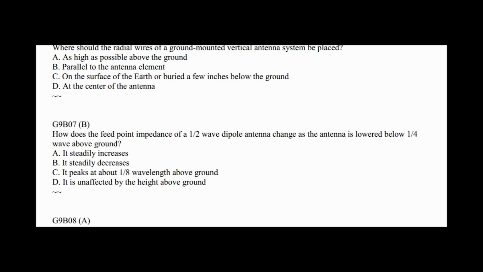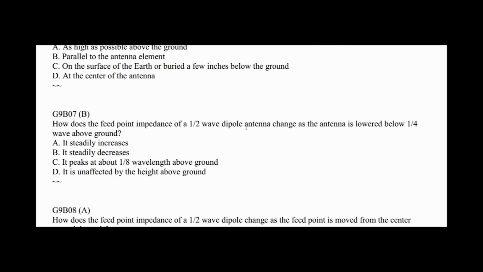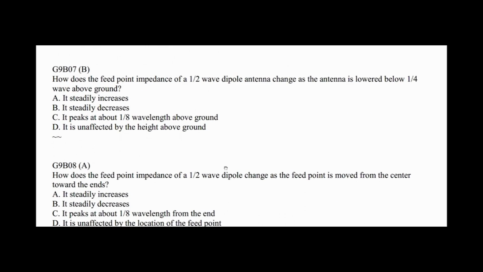G9B07. How does the feed point impedance of a half-wave dipole antenna change as the height is lowered below a quarter wavelength above ground? The closer to the ground it gets, the lower the impedance becomes. And they have A, increases, no. B, decreases, yes. C is just flat untrue. Unaffected, not true.